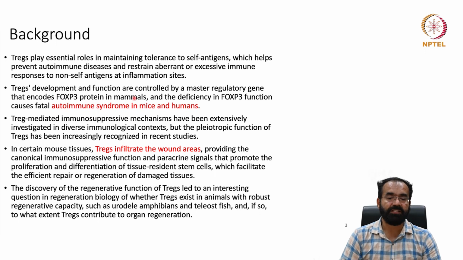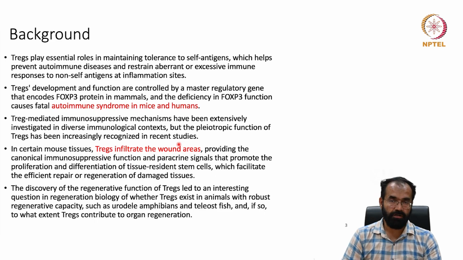So T-Reg development and function are controlled by a master regulatory gene that encodes FOXP3 protein in mammals. Like I told you, T-Regs are T-Regs because of FOXP3. And the deficiency in FOXP3 function causes fatal autoimmune syndrome both in mice and humans. If the FOXP3 gene is mutated, both mice and humans will develop autoimmune disease. T-Reg mediated immunosuppressive mechanisms have been extensively investigated in diverse immunological contexts, but the pleiotropic function of T-Regs has been increasingly recognized in recent research studies.